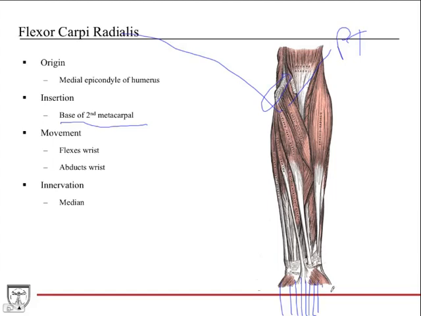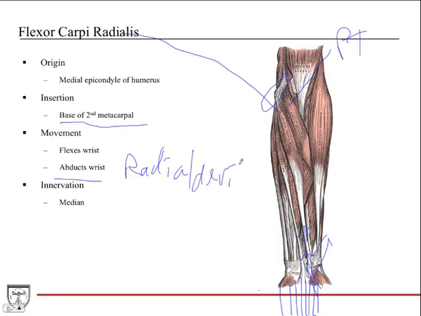And what it does is, it comes down and it inserts onto the index finger. So you see the muscle here has a nice long tendon. Here's the tendon going into the hand here, and then it inserts onto the second metacarpal. Now, notice it crosses the wrist joint, because if it's going into the hand, it's gonna cross the joint. So what does it do if it contracts? It contracts, it shortens. It's gonna pull the wrist this way, flex it. Okay. Another thing it does is abducts the wrist, which is also called radial deviation.